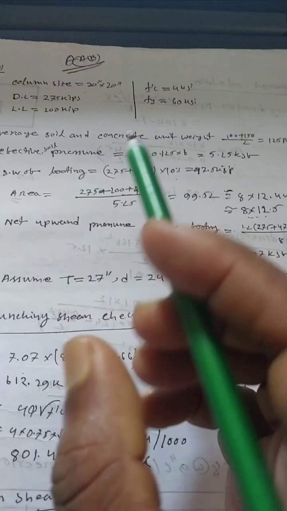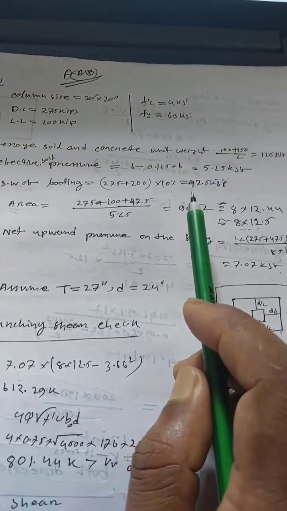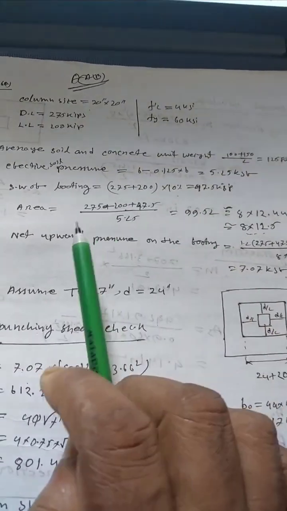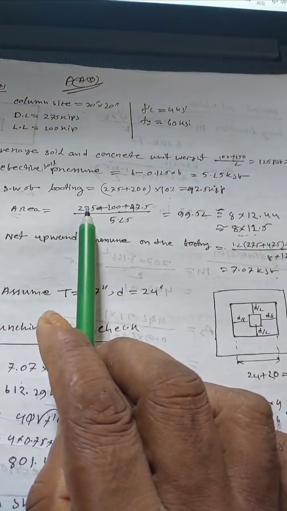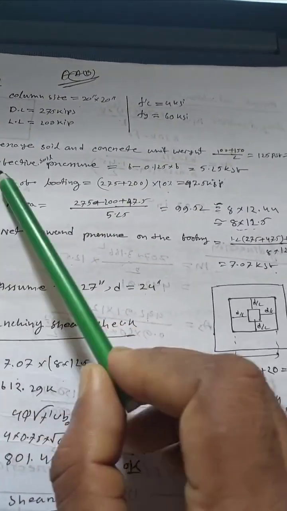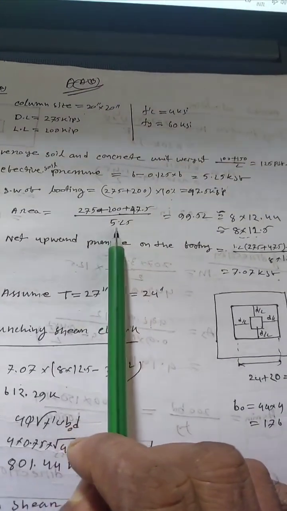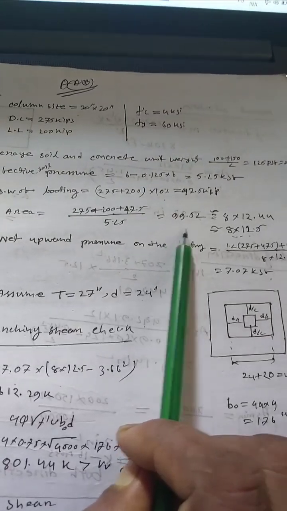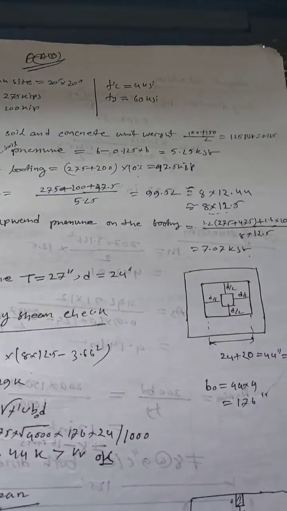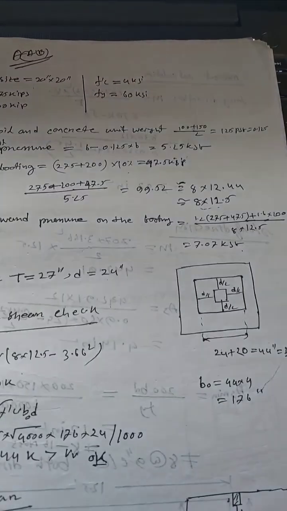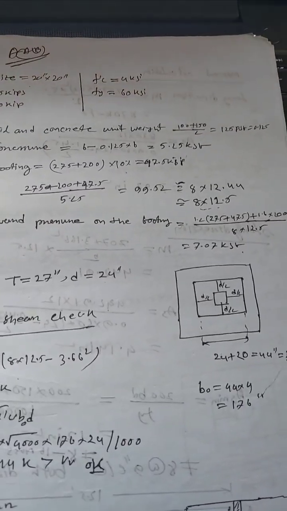Self weight of footing is total dead load and live load into 10%. So we get 47.5 kips. Area of footing equals total unfactored load, dead load plus live load plus self weight of footing, divided by effective soil pressure. We get 99.52, equal to 8 into 12.44. For workability, we can take 8 into 12.5 square feet.